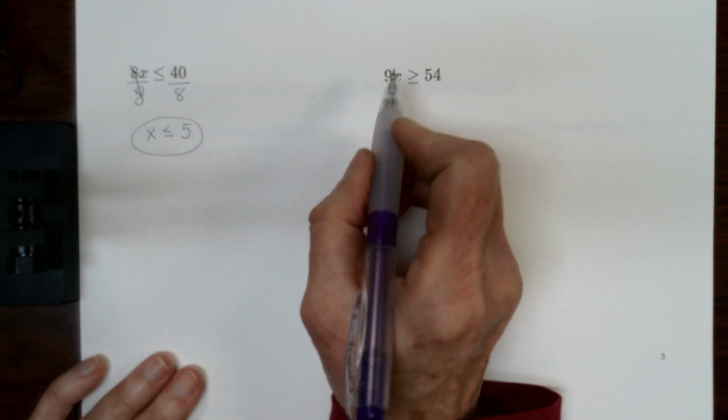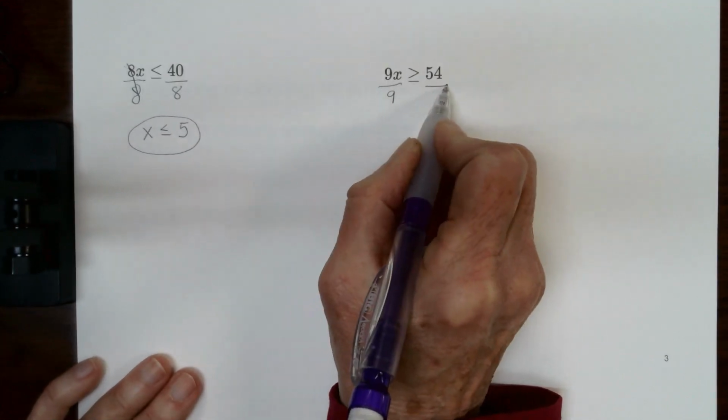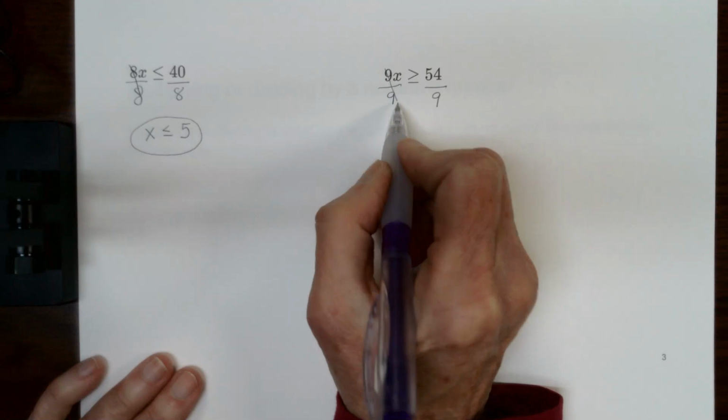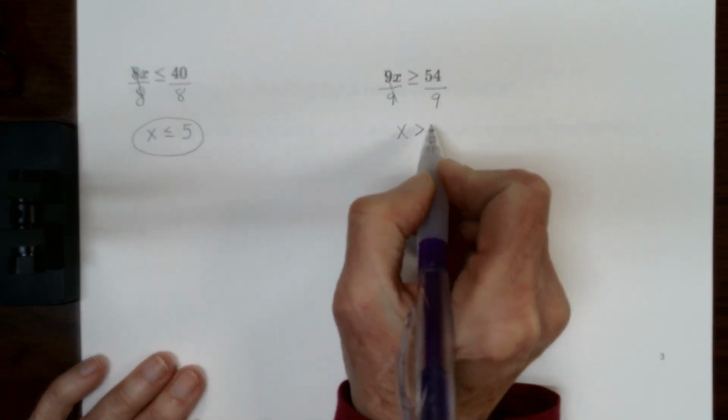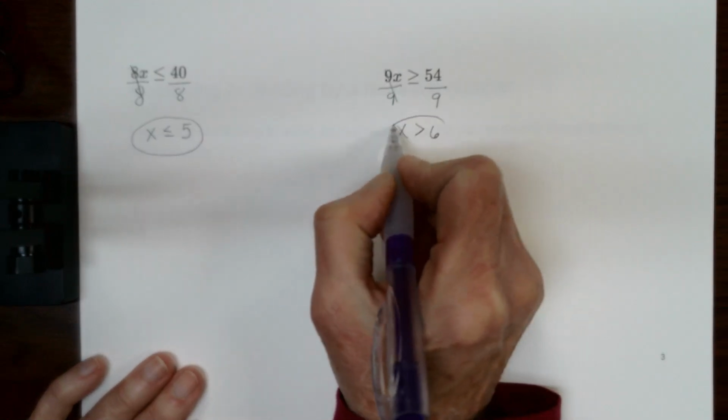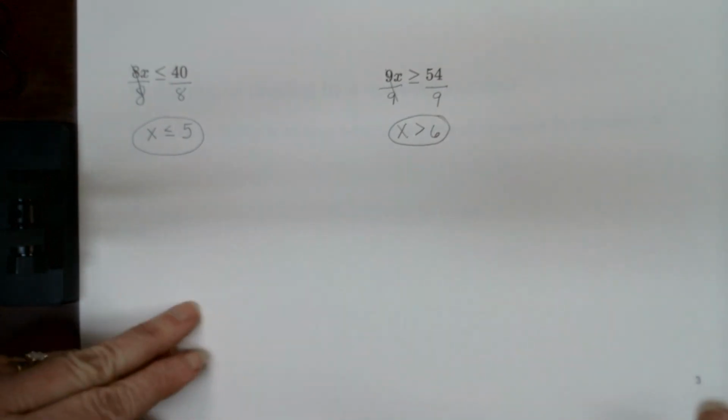Over here, to get rid of the 9, I would have to divide both sides by 9. So I bring my x down. 54 divided by 9 is 6, so x is greater than 6.